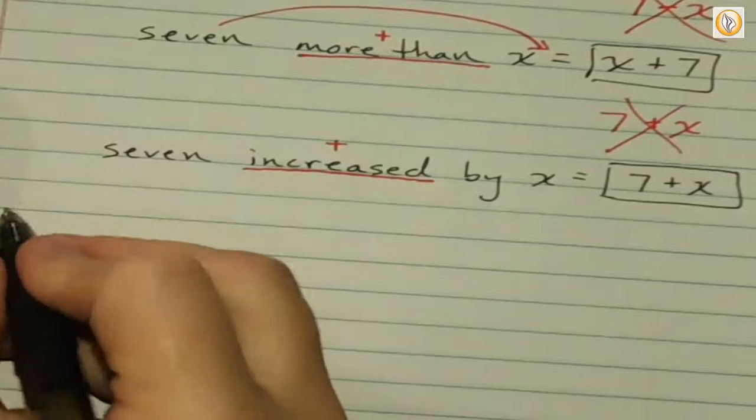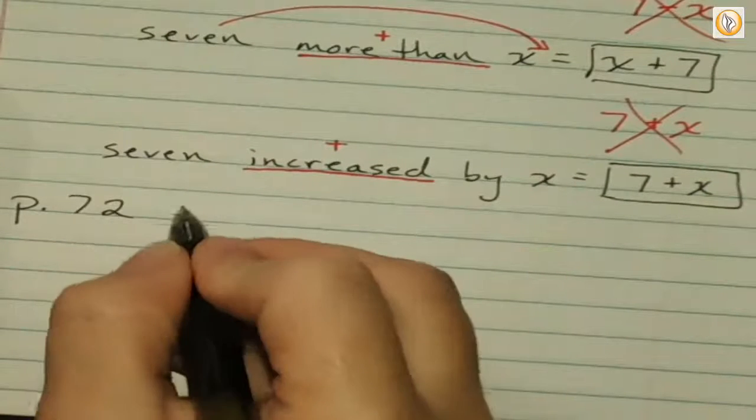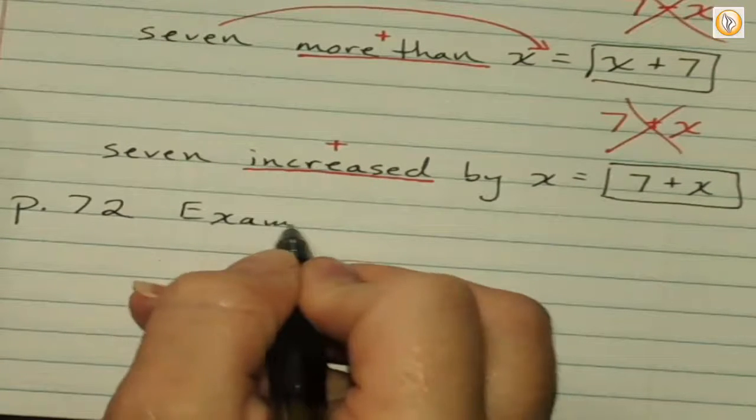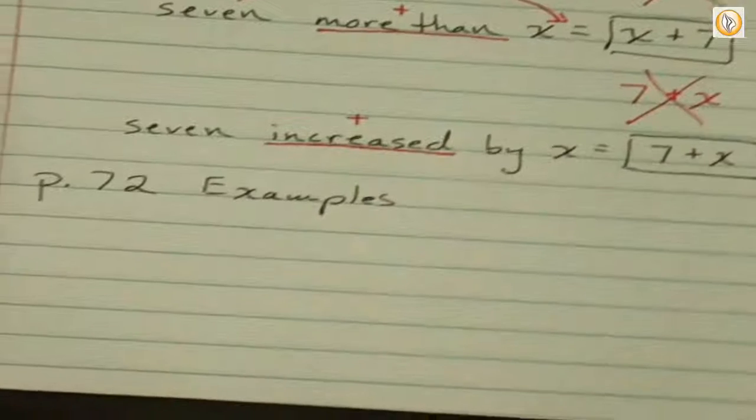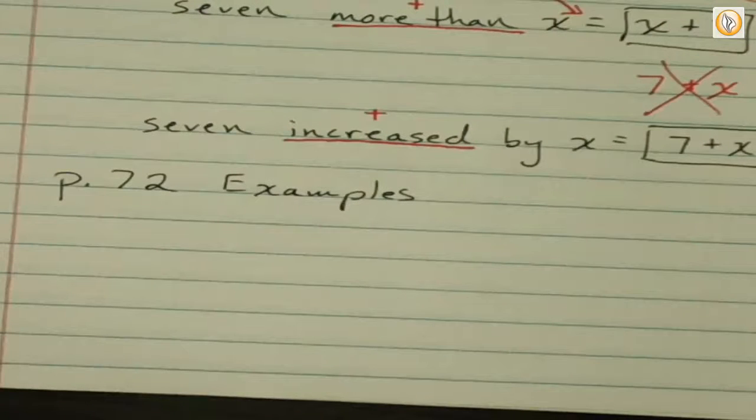Okay, yeah, I know. All right, page 72. Open up to page 72. Let's do some examples. Oh, no, it's 62. 72. Everyone there? Yes, ma'am.